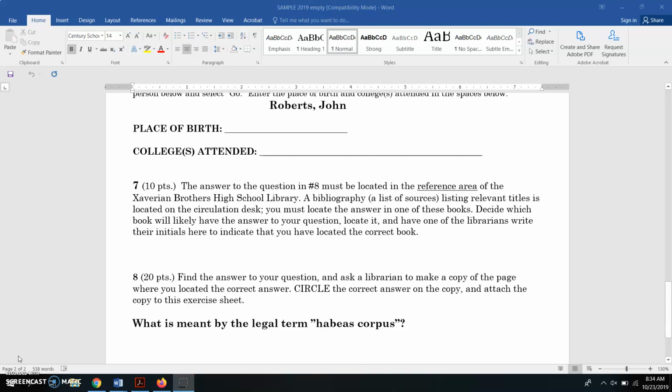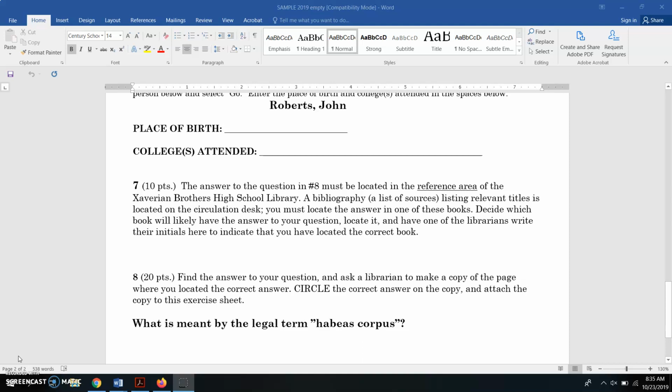So in number 7, we're asking you to find the book in the library that will have the answer to the question you see in number 8. I should stress that 7 and 8 can only be completed in this library using books that are found in this library. There's no website that's going to help you with 7 or 8.